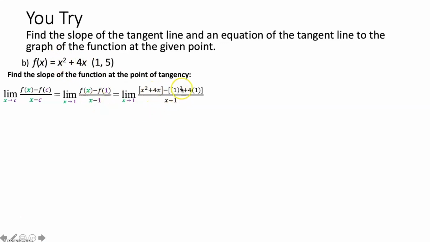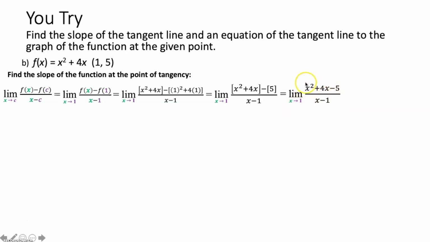Now we simplify. 1 squared is 1. 4 times 1 is 4. 1 plus 4 gives you 5. We then, in the numerator, can drop our brackets, and now we have this. So we can plug in 1. 1 squared plus 4 times 1, that's going to be 5. Minus 5 is 0. Over 1 times 1, that's 0. So 0 over 0, no, that's an indeterminate form. So we've got to try to simplify this somehow.